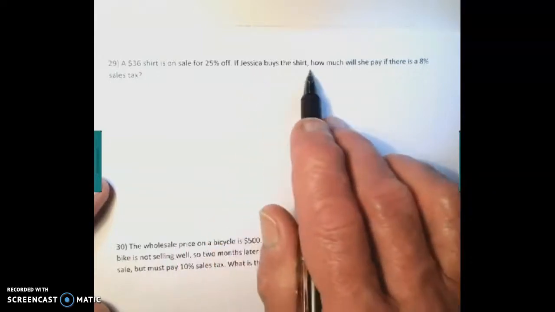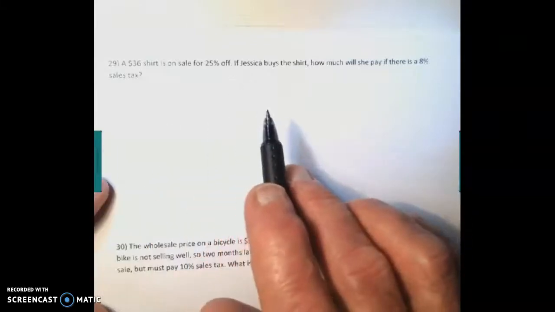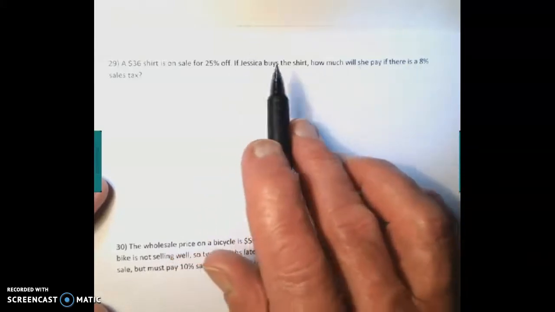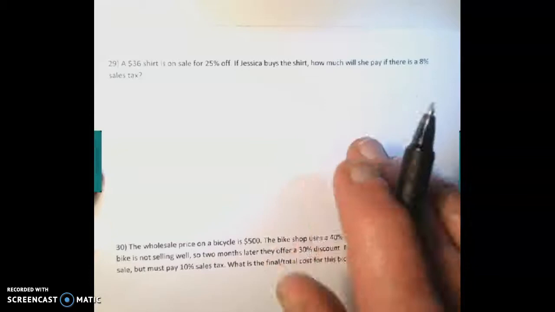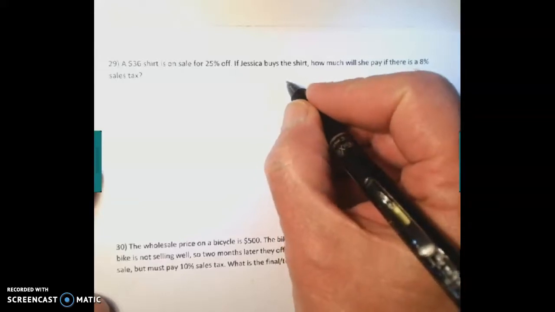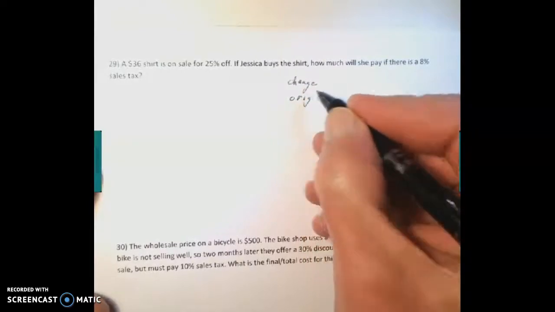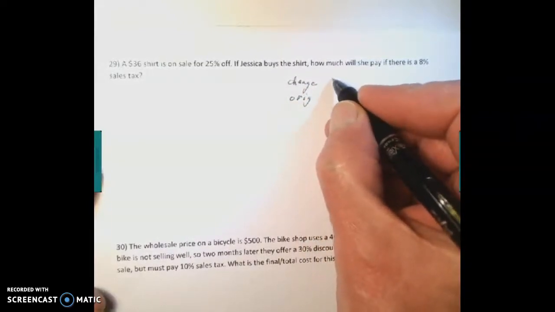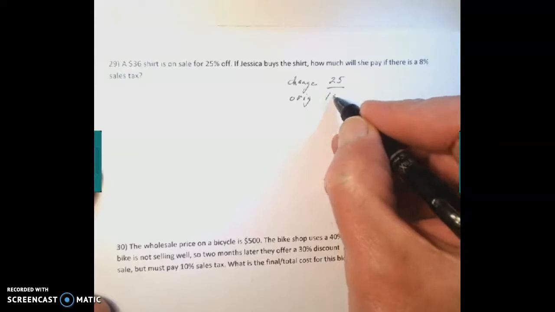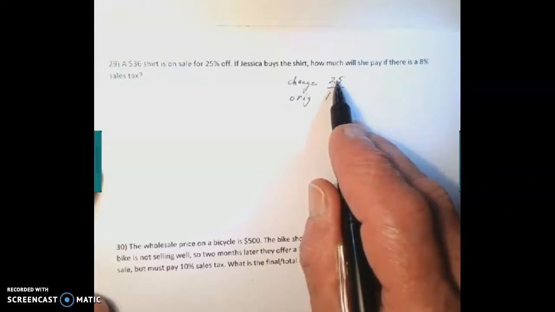Again, since they're asking us for the final price that Jessica will need to pay for this shirt after the discount, including the tax, I would urge you to use the new over original form of solving this. I'm going to work here with saying this is the change over the original, and our change for the first part is 25% off.